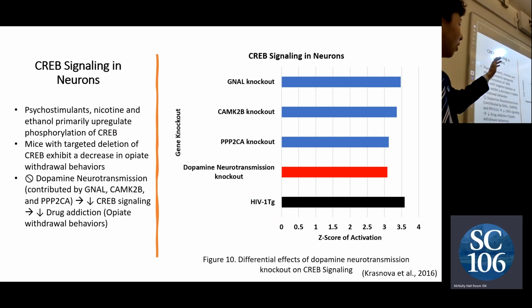And each specifically, the GNAL, the CAMK2B, and then the PP2CA are also decreased compared to the HIV transgenic activation. So when we knock out these dopamine neurotransmission genes, it leads to a decreased activation of Krebs signaling, and that could be suggesting a decrease in drug addiction. This is because a study done by Krasinova showed that when Krebs was deleted in mice, they exhibited decreased opioid withdrawal behaviors, which suggests that by removing these dopamine neurotransmission genes, it might also have the same effect.